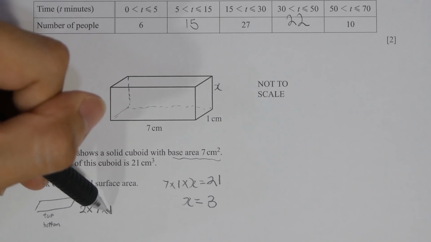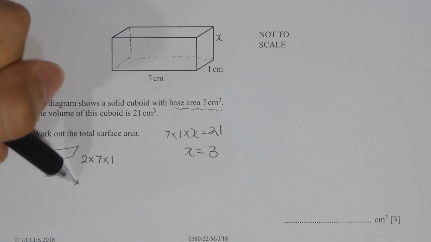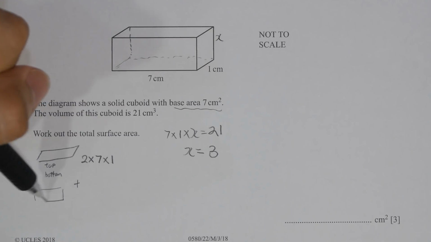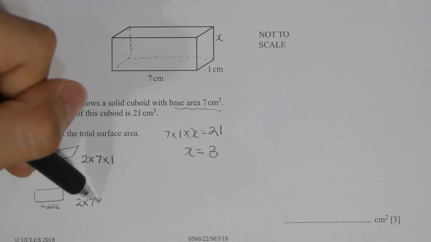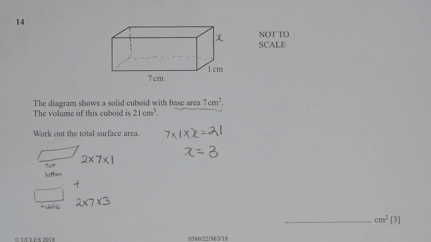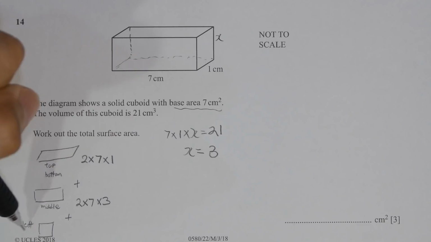So there's a top and bottom part that goes by 2 times 7 times 1, and the middle part 2 times 7 times 3, whereas for the left and right 2 times 1 times 3, so their total will actually add up to 62 cm squared.